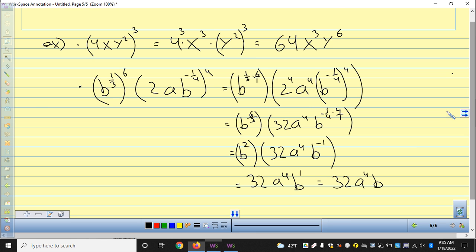So our two rules for today. When we raise a power to a power, we multiply the exponents. When we raise a product to a power, we raise each part to the exponent. Those are our two big ideas for today. Yes?